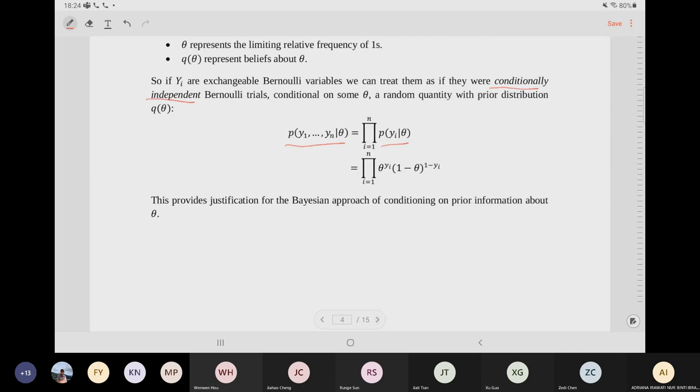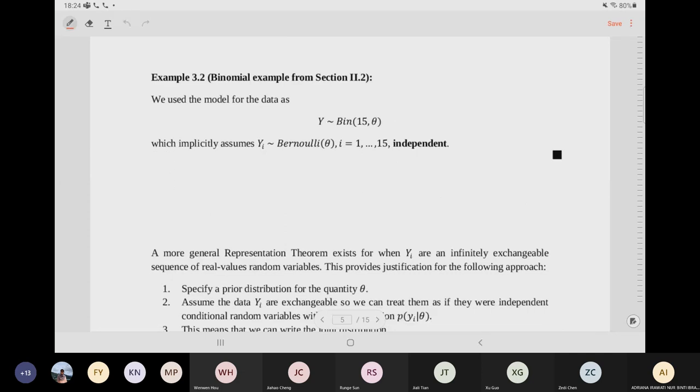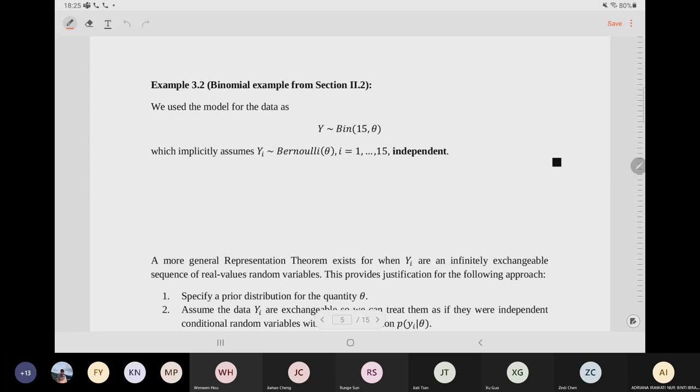If we look at the previous example from last week, the data Y is the sum of the Xi, which is binomial(15, theta). This assumes that the Yi are Bernoulli and independent. So if you use this data in your Bayesian inference, this implies that the Yi are independent given theta, so each is Bernoulli theta. And if Y is the sum of the Yi, then given theta, Y is binomial(n, theta).